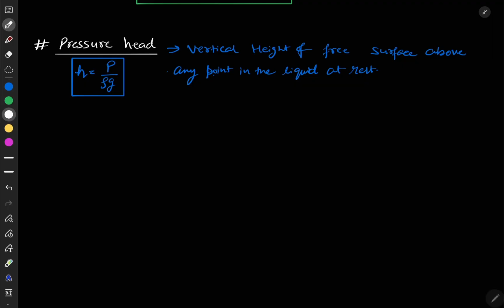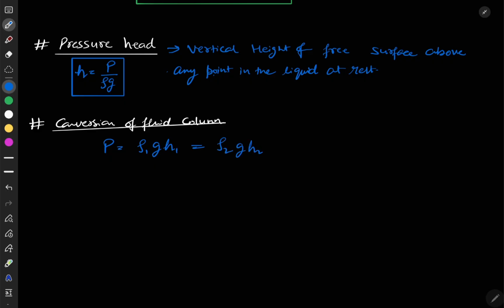Now the second point is regarding the conversion of fluid column. Let's say there are two different types of liquid, and both liquids develop the same pressure. So your pressure is equal to rho 1 g h1 and is equal to rho 2 g h2. For two different liquids having different densities, you will have different column heights for the same pressure.